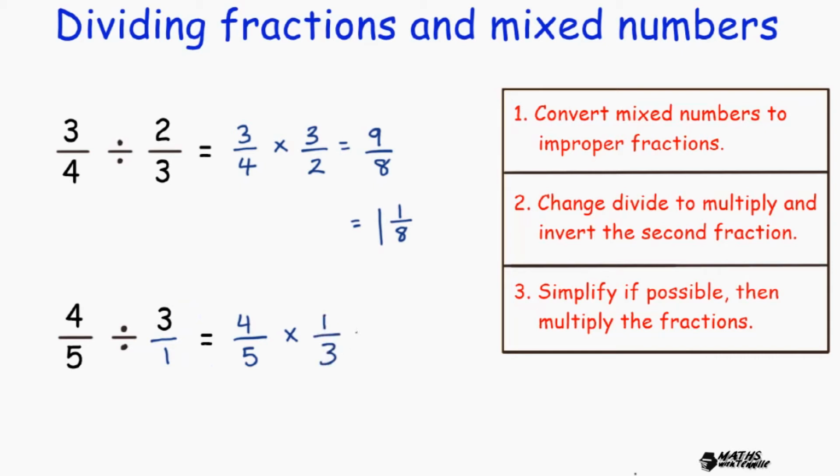1/3. Then we apply our rules of multiplying fractions: times the numerators, 4 times 1 is 4, and 5 times 3 is 15. This fraction cannot be simplified, so our final answer is 4/15.